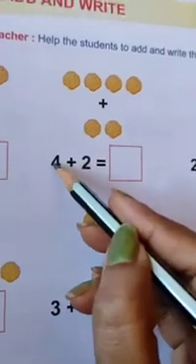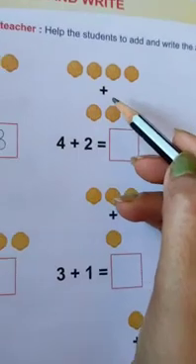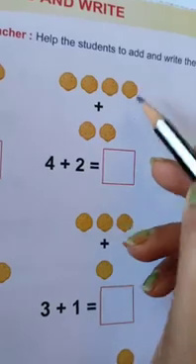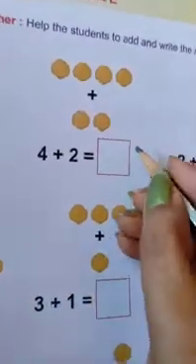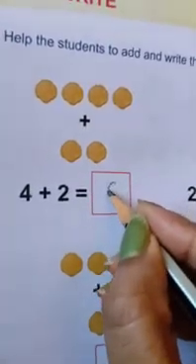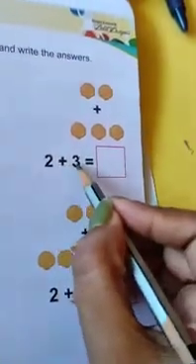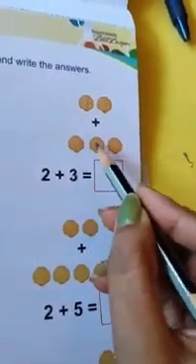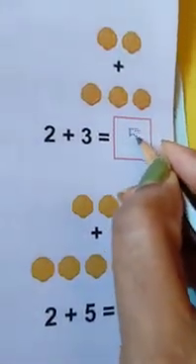Here it is 4 plus 2 is what? So we will count all the cookies together. We will find the answer. 1, 2, 3, 4, 5, 6. So 4 plus 2 is equal to 6. So we will write inside the box number 6. The next one we'll see 2 plus 3. Let's count 1, 2, 3, 4, 5. 2 plus 3 is 5.